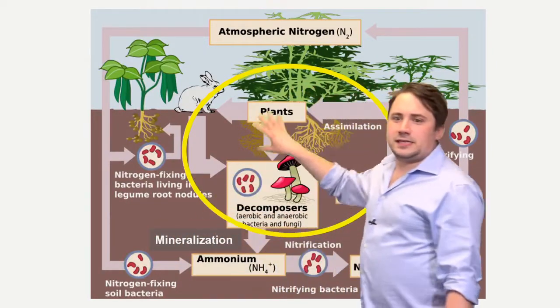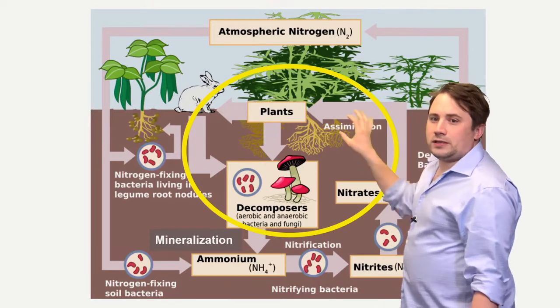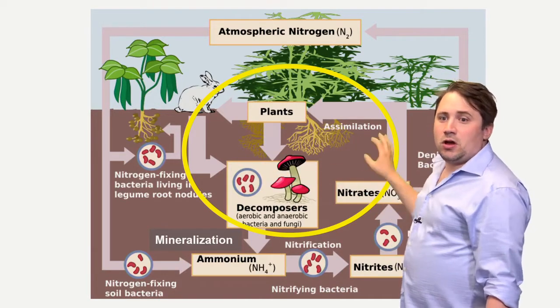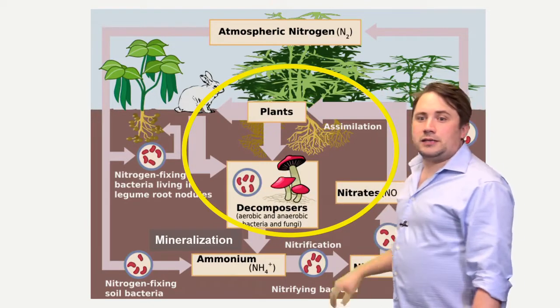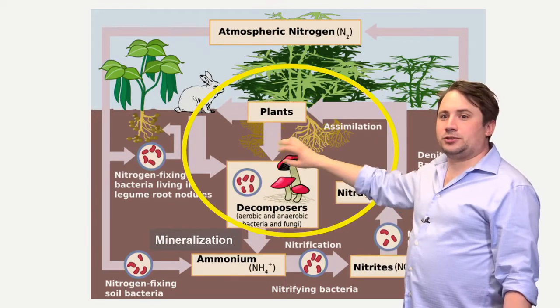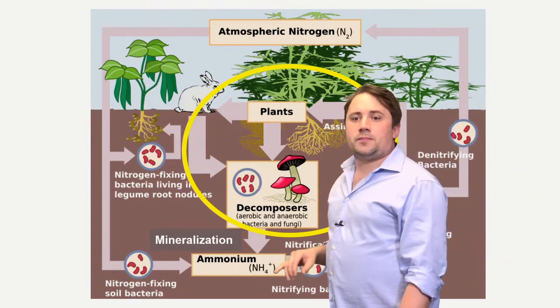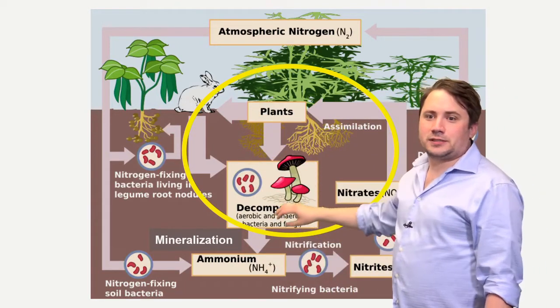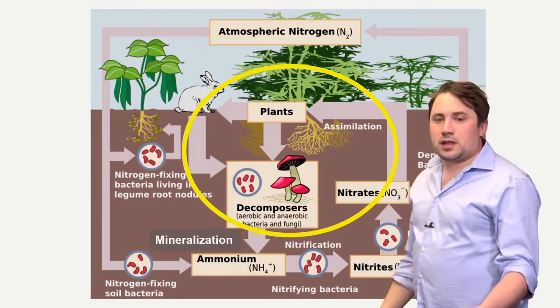So that is this area here. Plants, decomposers, and just microbes in general, all assimilate nitrogen from the environment into their tissues. Decomposers can either assimilate organic nitrogen coming from plant sources, or they can also assimilate inorganic sources. So this is the next step in the nitrogen cycle, assimilation of fixed nitrogen into tissues.